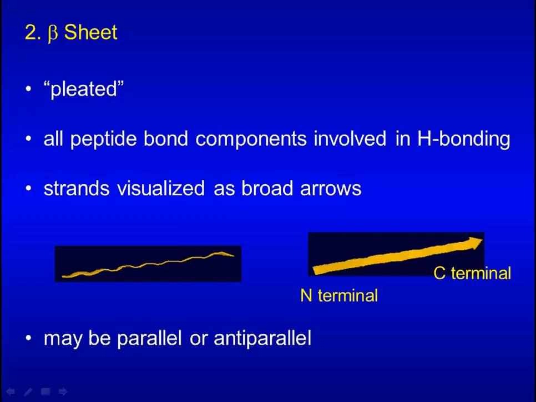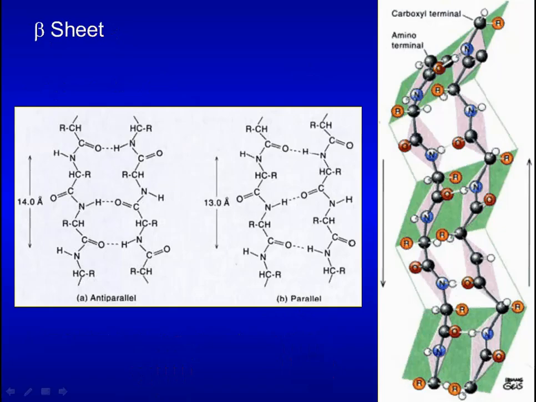Next, we are going to look at the beta sheet. Beta sheets are pleated. They form when 2 strands come into close contact. Nitrogen and oxygen from the peptide bonds are involved in hydrogen bonding. Beta sheets are typically represented by broad arrows running from N-terminus to C-terminus. Beta sheets can be parallel or anti-parallel. Here are 2 examples of beta sheet.